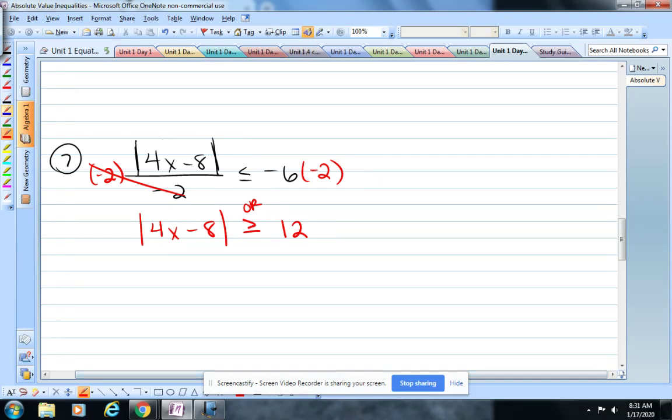So, do we remember how to set up an or? What goes first, though? What's inside the bars? So 4x minus 8, and then do what you said. Change it to less than or equal to. Change it to negative 12. Then write the word or. 4x minus 8 again, and then you keep it just like it says on the sign and the number.